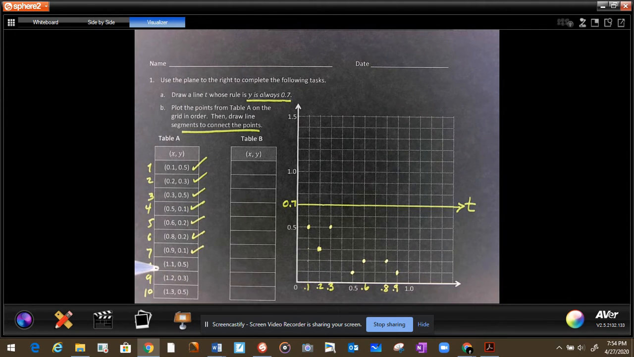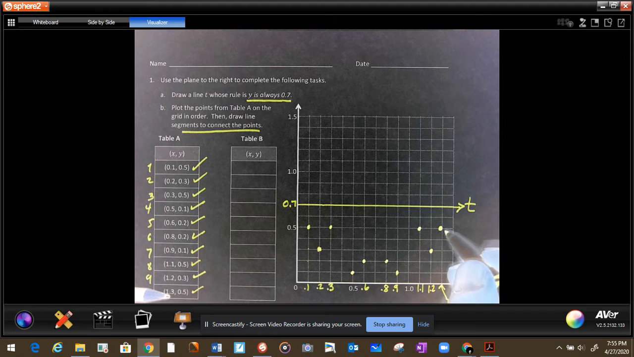Check. Our next point is going to be 1 and 1 tenth, and y is going to be 5 tenths: 1, 2, 3, 4, 5. That's where they meet. See, that's 5 right there. Our next point is 1 and 2 tenths. 1 and 2 tenths will be next to 1 and 1 tenth, and y will be 3: 1, 2, 3. And our last point is 1 and 3 tenths, and we're going to have y as 5 tenths: 1, 2, 3, 4, 5 tenths.